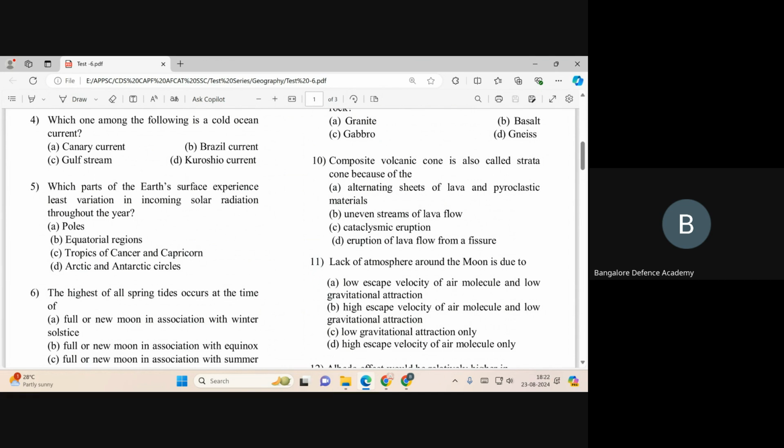Equatorial region. How many say equatorial region? Tropic of Cancer and Tropic of Capricorn. See, everyone should participate here. You have four options and you result in four only. Then why are you not raising hands? Next one is the Arctic and Antarctic circles. A or D? The first thing you have to eliminate is A and D.